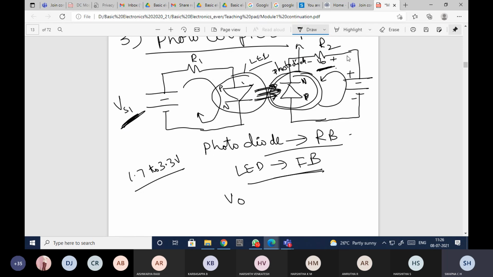The more the input voltage, the more the output voltage, because the more light is illuminated by the LED, the more light will fall on the photodiode. The more light is falling, the output voltage V0 will increase. Why? Because the current will increase. As the current is increasing, V0 will also increase. So this is how it works.